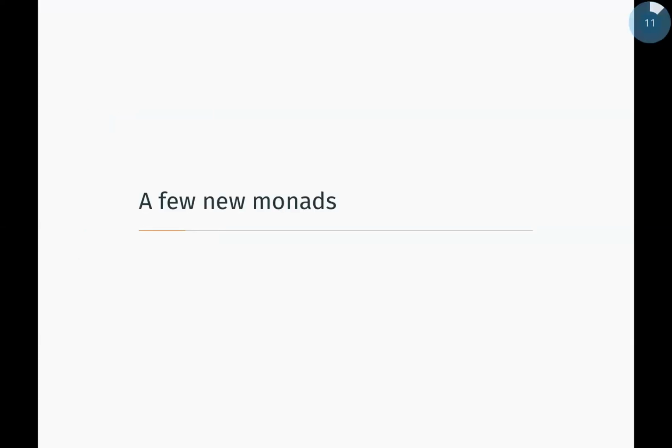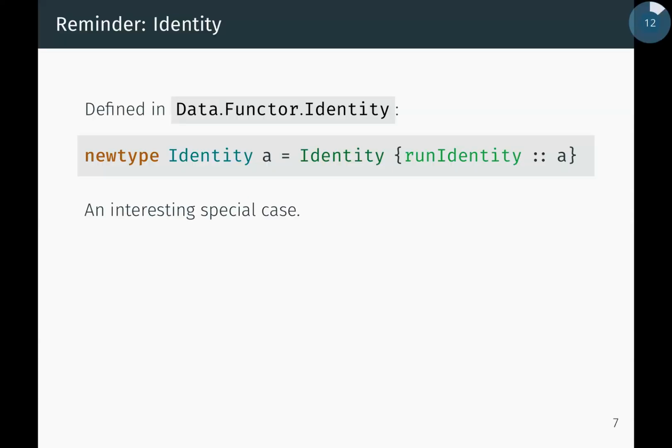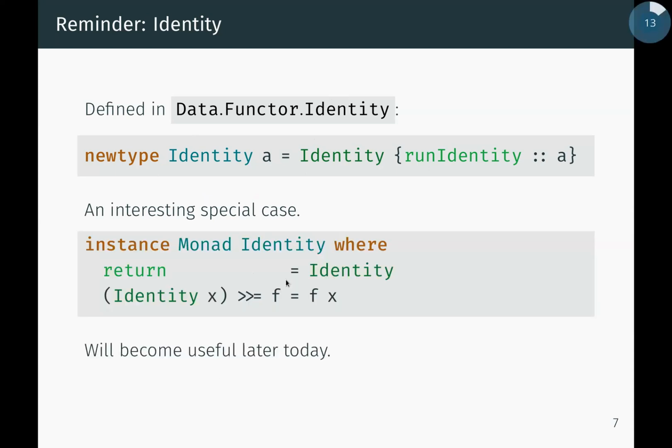Okay, and now let's look at two or three more monads that I already mentioned in passing before. First of all, Identity. We have already talked about that, and we used it for our optics at certain places. So Identity is basically the monad that doesn't have any special effects. So it's just a monad. The monad instance is trivial. So return is just the newtype constructor, and bind is just basically function application.